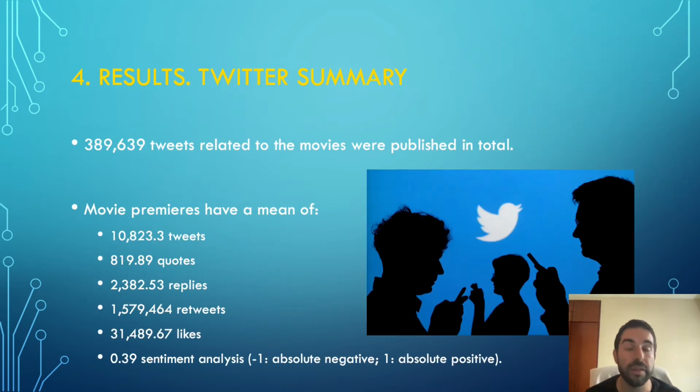Regarding Twitter's summary, we collected almost 400,000 tweets related to the movies, published in total during the 3 weeks: the week before each release, the week of each release, and the week after each release, in February. The movie premieres have a mean of more than 10,000 tweets, almost 800 quotes, more than 2,300 replies, more than 1,500,000 retweets, and more than 31,000,000 likes. The mean sentiment analysis was 0.39, where -1 is absolute negative and 1 is absolute positive.